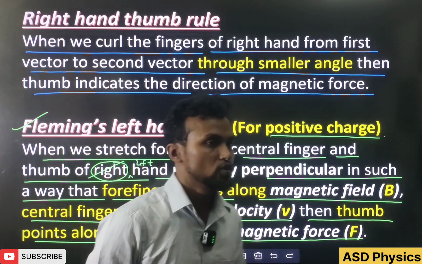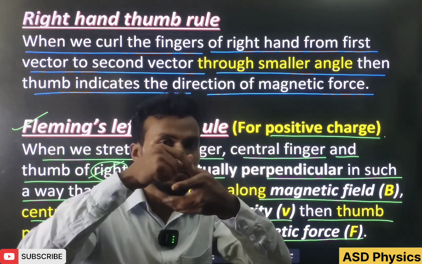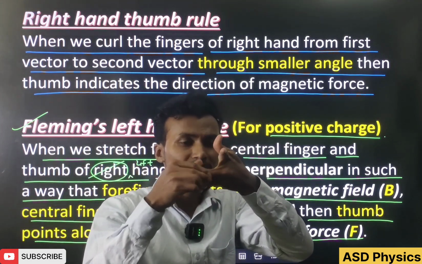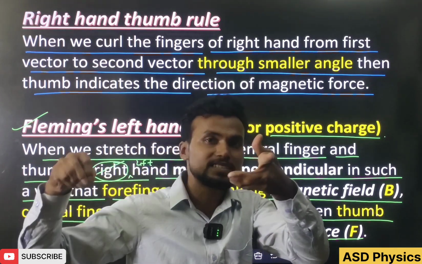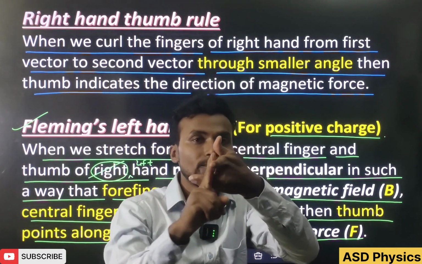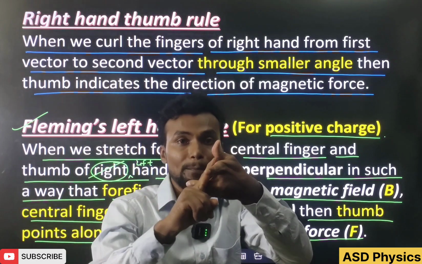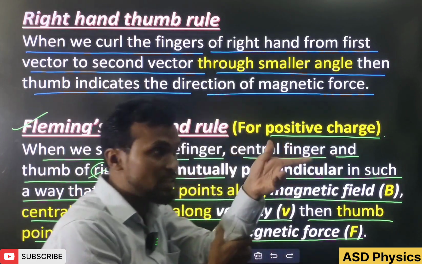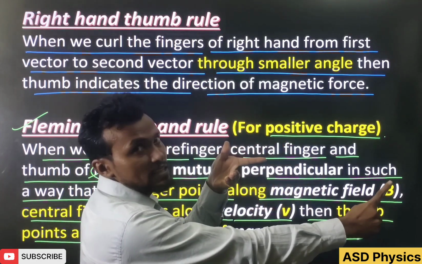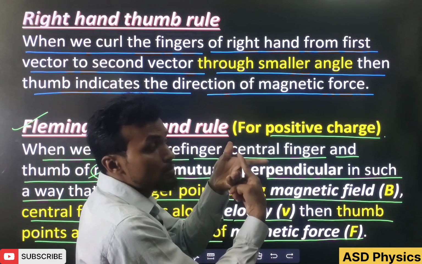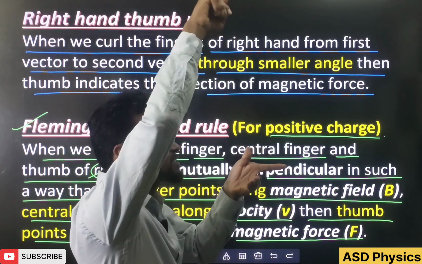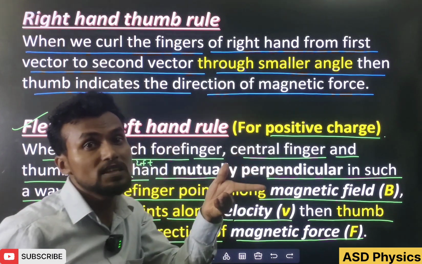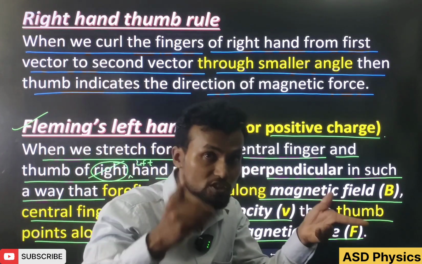So what I am telling you here, you can see my fingers: this is the thumb, this is the forefinger, and this one I am taking as the central finger. So this is the left hand. If the forefinger is along the magnetic field and the central finger is along the velocity, then the thumb will indicate the direction of the magnetic force for a positive charge particle.